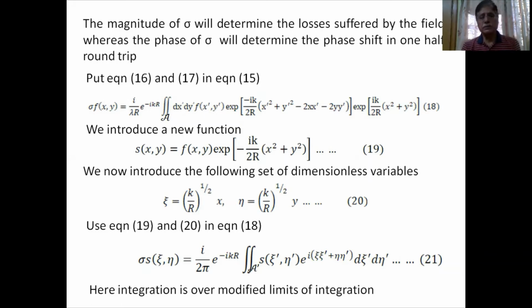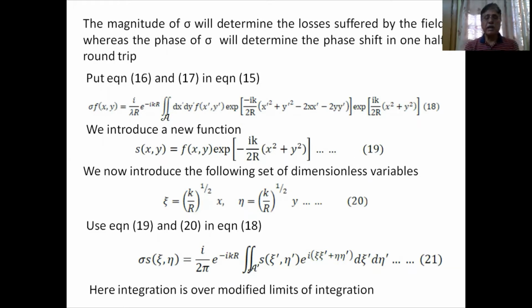Let us now introduce the following set of dimensionless variables. We introduce the following set of dimensionless variables, and they are xi is equal to square root of k by R into x, and eta is equal to square root of k by R into y. These are the two dimensionless variables, that is xi and eta, that we are introducing here at this stage.